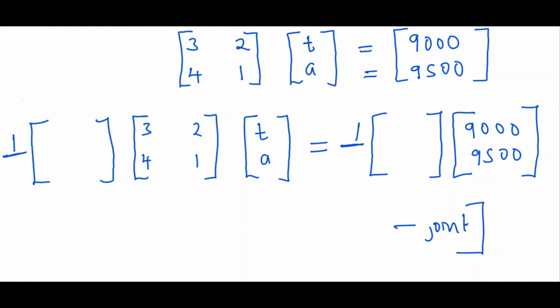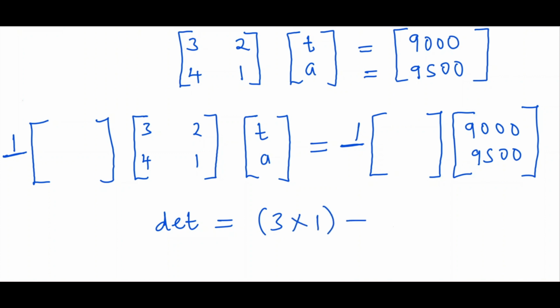Determinant is found from this equation by taking the product of the digits in the leading diagonal and then subtracting the products of the digits in the trailing diagonal. So this is the leading diagonal and this is the trailing diagonal. In the leading diagonal we have 3 and 1. So we take the determinant as 3 times 1 and then minus the digits in the trailing diagonal, which are 2 and 4. So we multiply this by 2 times 4.